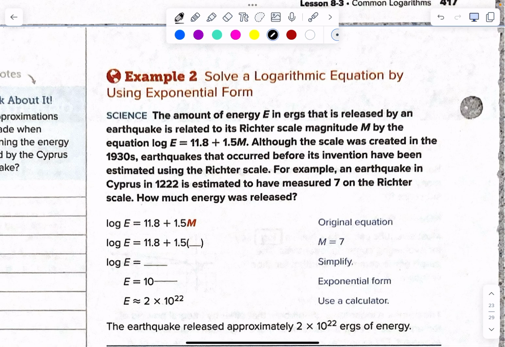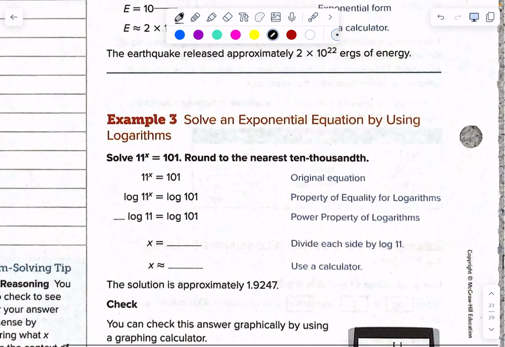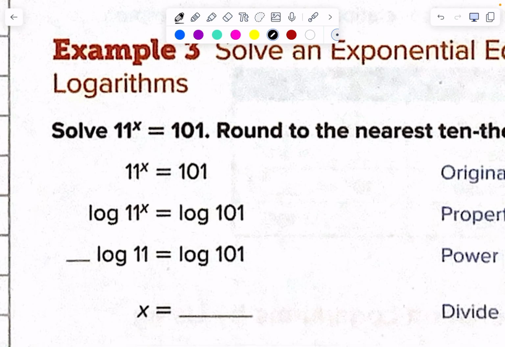Example 2. Let's skip example 2. Let's go to example 3. All right, go to example 3 real quick.